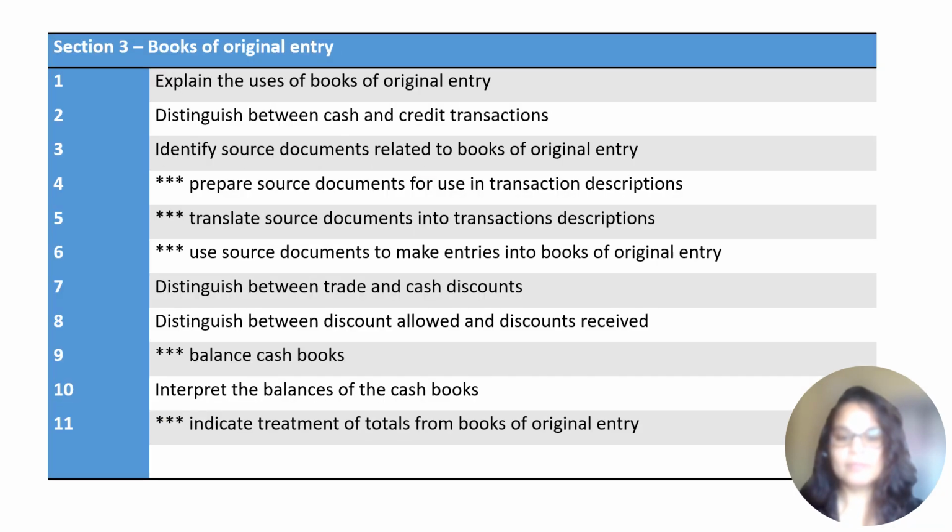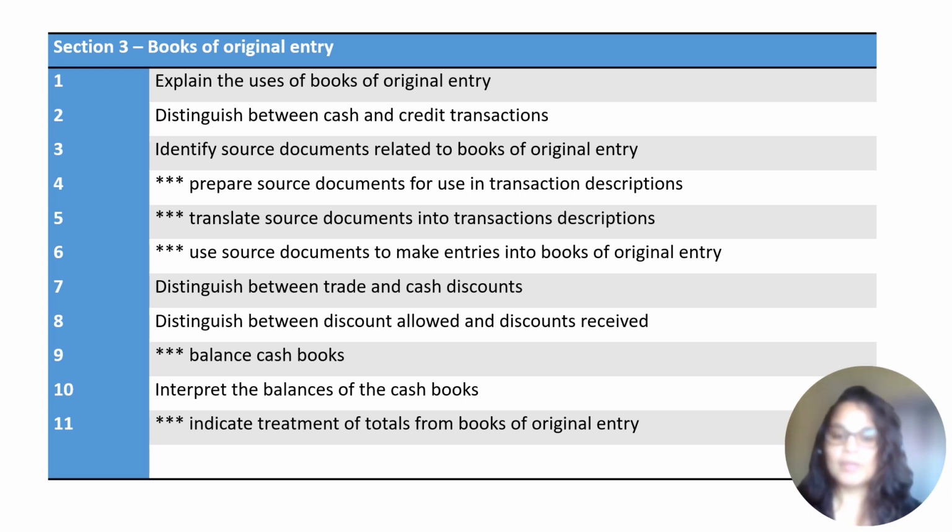Let's look again. In section 3, books of original entry, there are several asterisks, and in these areas it is very imperative that you have practice, because if you look at past paper questions, you will realize that a lot of questions come in these areas. And let's look at it. Section 3, books of original entry.